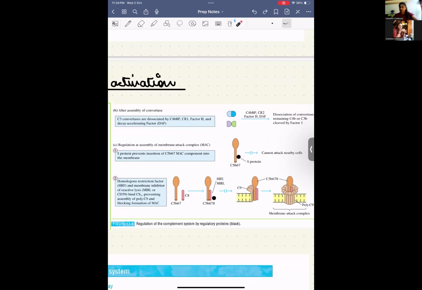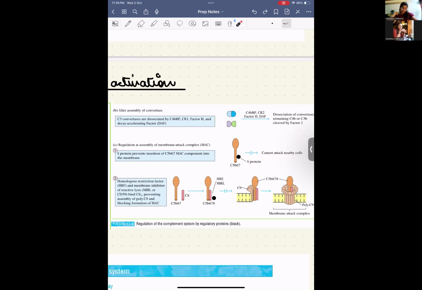Or finally, if the convertases have formed and the regulation at the level of assembly of convertase also fails, there can be regulation at the level of formation of the membrane attack complex. So the S protein prevents the C5b67. What happens is, C5 is converted, then C6 and C7 join, and after that C8 was supposed to join. But if S protein comes and binds, C8 fails to join. And if C8 fails to join, C9 will not join, and eventually polymerization of C9 is not going to happen. No membrane attack complex is formed.